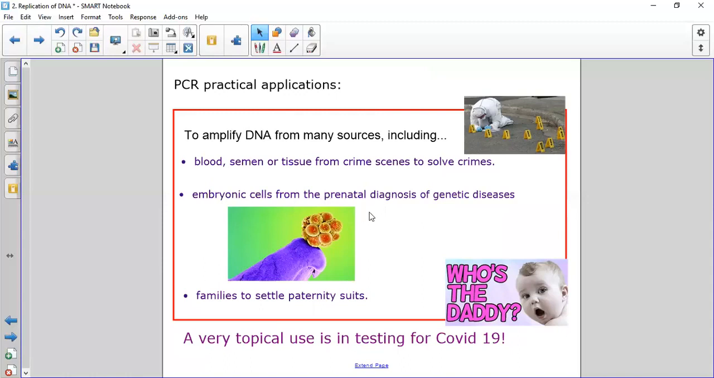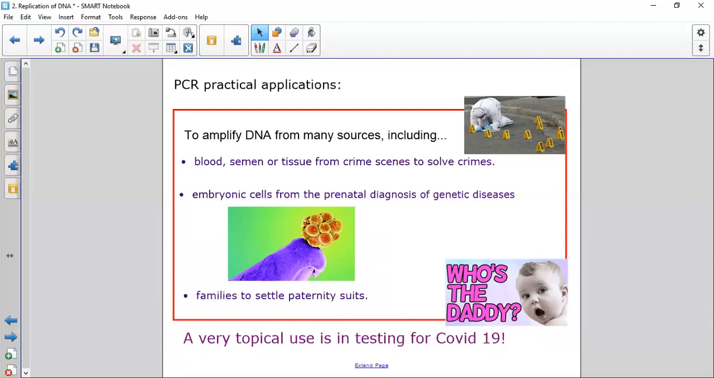Embryonic cells, that's what that is, an embryo, to try and work out, to diagnose perhaps if the embryo has got a genetic disease before it obviously grows into a baby, and to settle paternity tests. Who's the daddy? So if you'd ever watched Jeremy Kyle when it used to be on, we're constantly doing those tests.